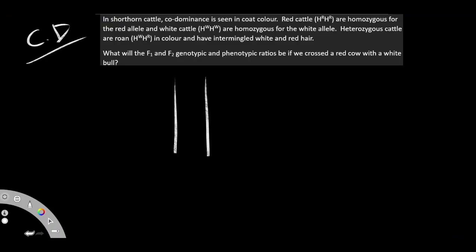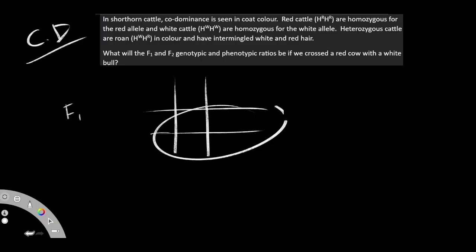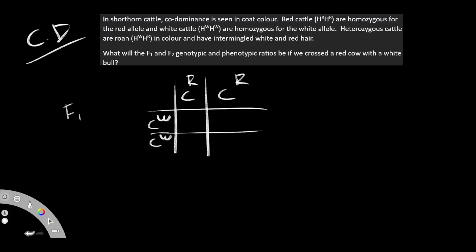All right, so let's put our little Punnett square. We've got to do F1 and F2. Obviously this is the F1 generation that we're trying to look for possibilities of. So red cow, CR CR, white bull, CW CW. And you should have noticed, right?